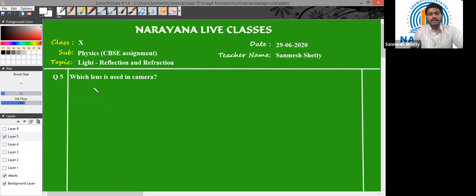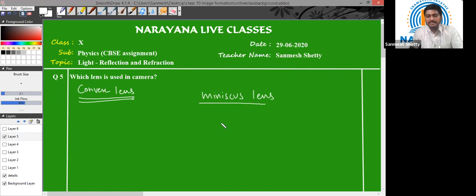Question number 5. Which lens is used in camera? Just now we have discussed that in camera we use convex lens. Now in modern day cameras, there is something called a meniscus lens. Now what is this meniscus lens? It is the combination of convex and concave.